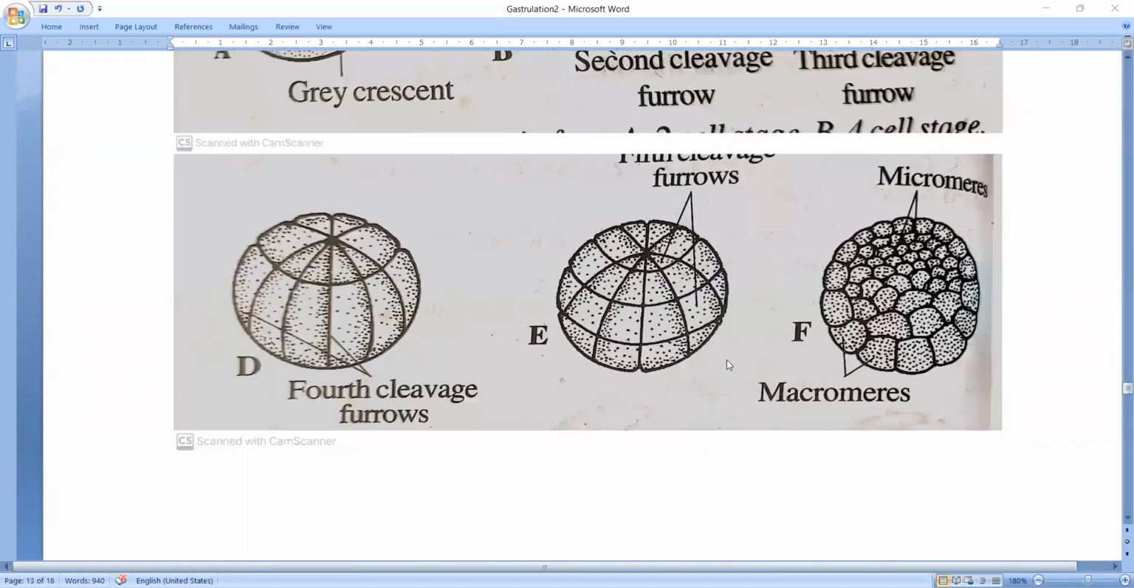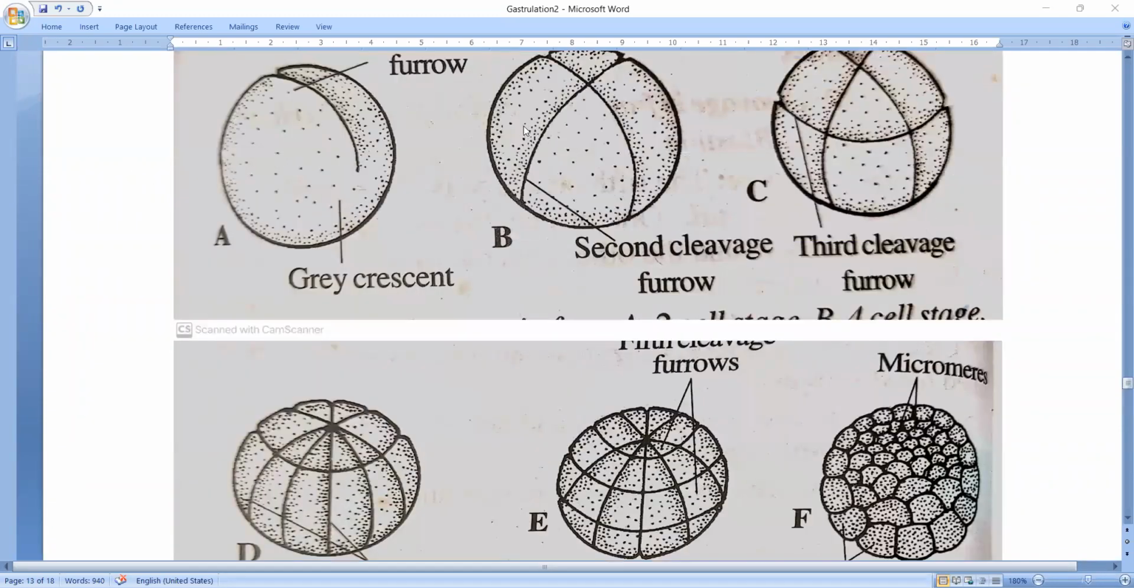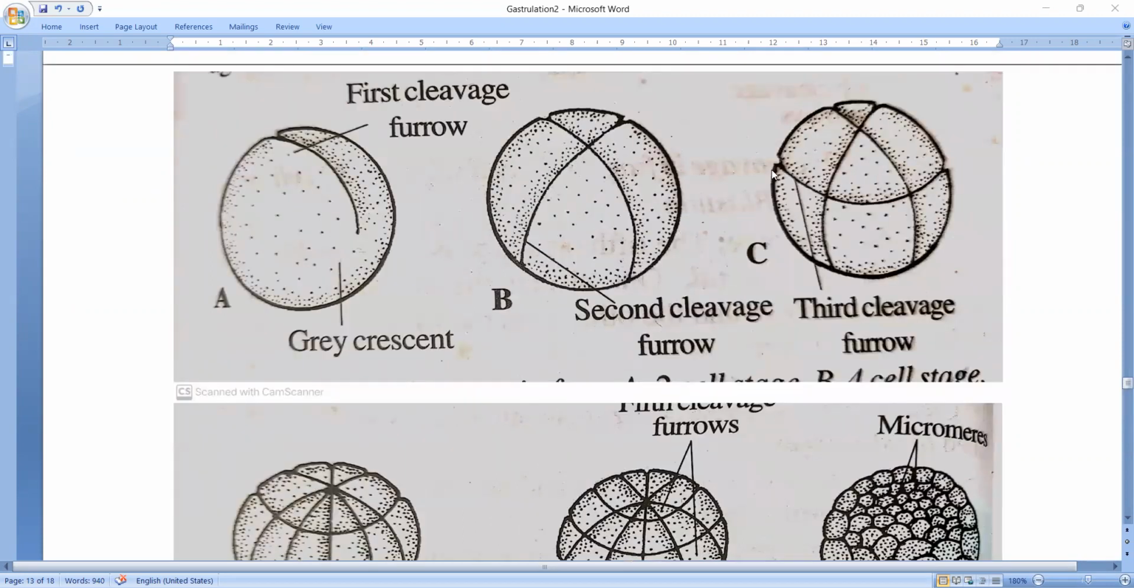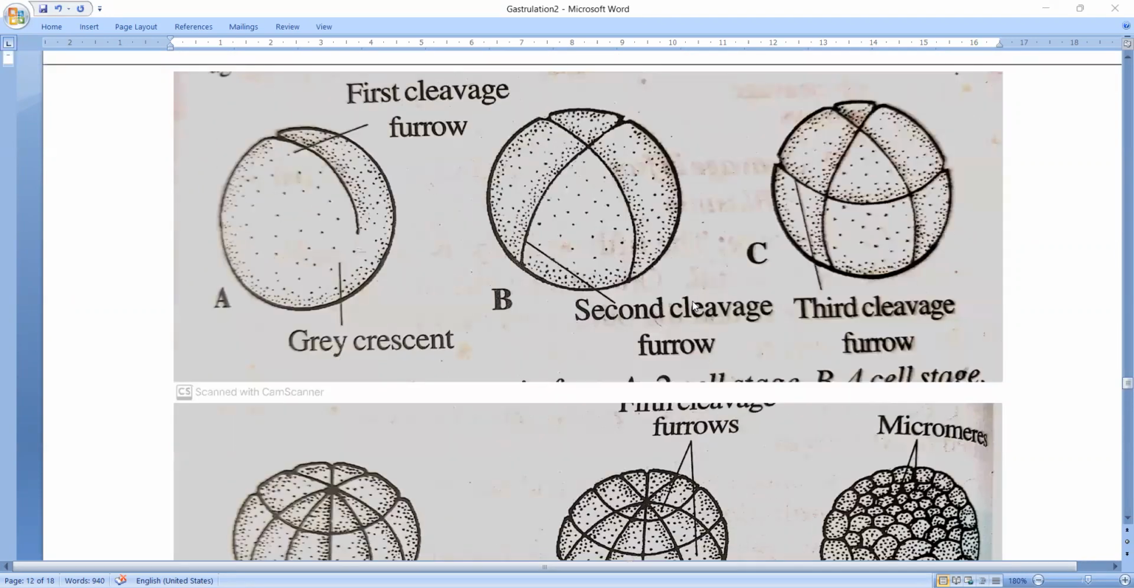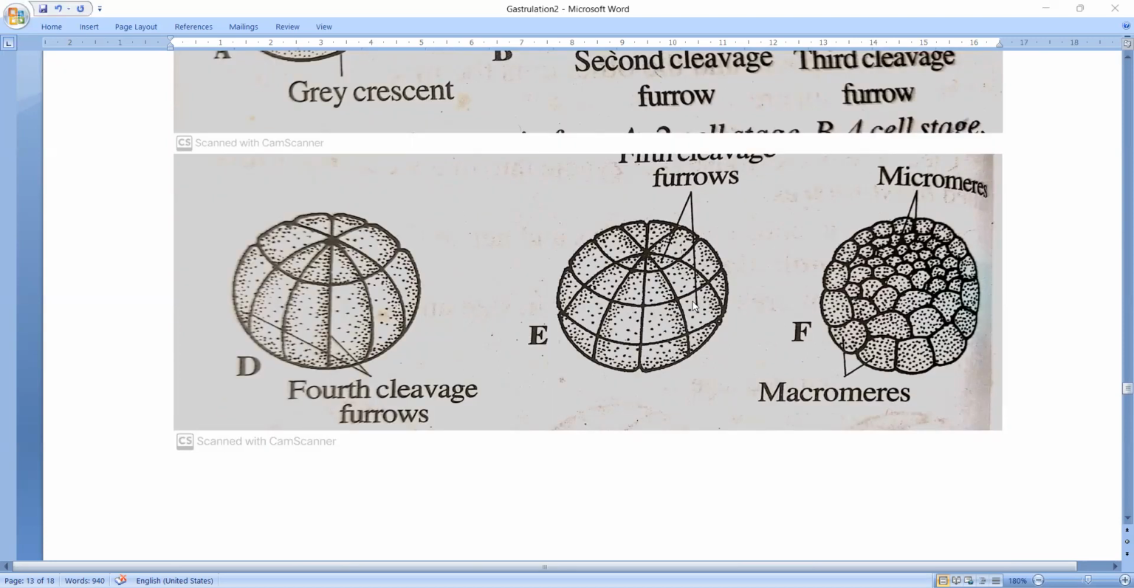Okay, so I'll stop here. So first one is meridional, second one is also meridional, third one is latitudinal, fourth and fifth are again meridional, sixth and seventh cleavage divisions are latitudinal. That gives a total of 32 cells. After 32 cells, the cleavage occurs very rapidly. We cannot identify the steps, the divisions after that period.